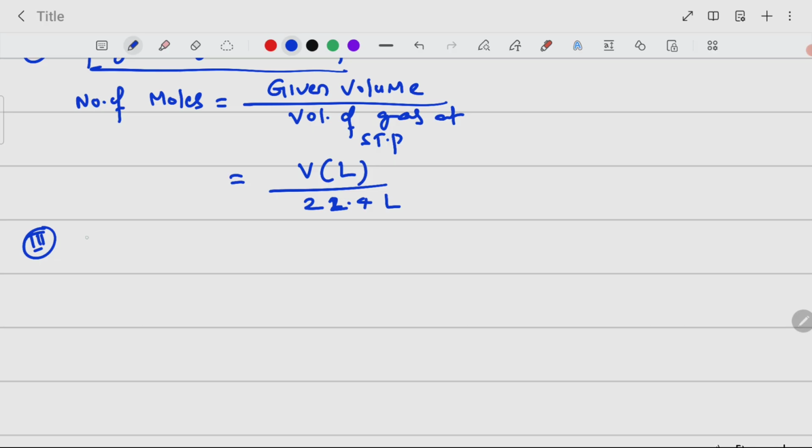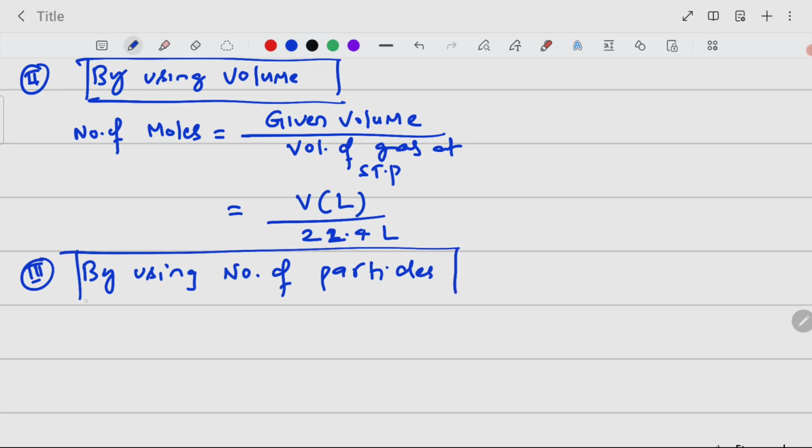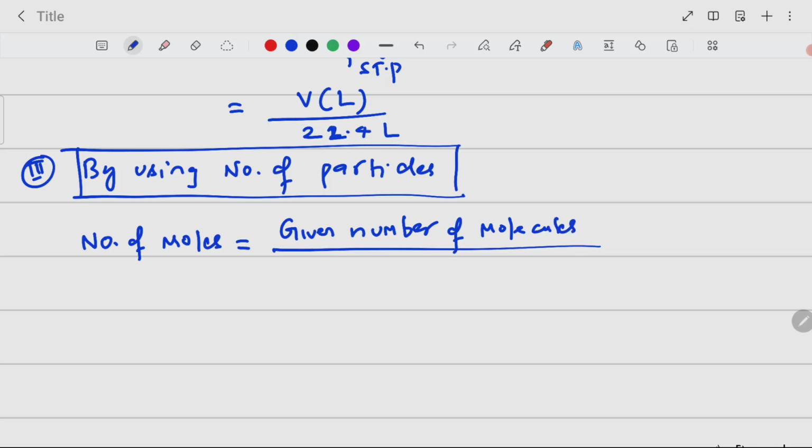Third formula, calculation of number of moles if you specify by using number of particles. If information about the number of particles is given, how do we calculate number of moles? Number of moles is equal to the given number of molecules or atoms divided by Avogadro's number. Na refers to Avogadro's number. We know that Avogadro's number is exactly 6.022 into 10 power 23 particles.